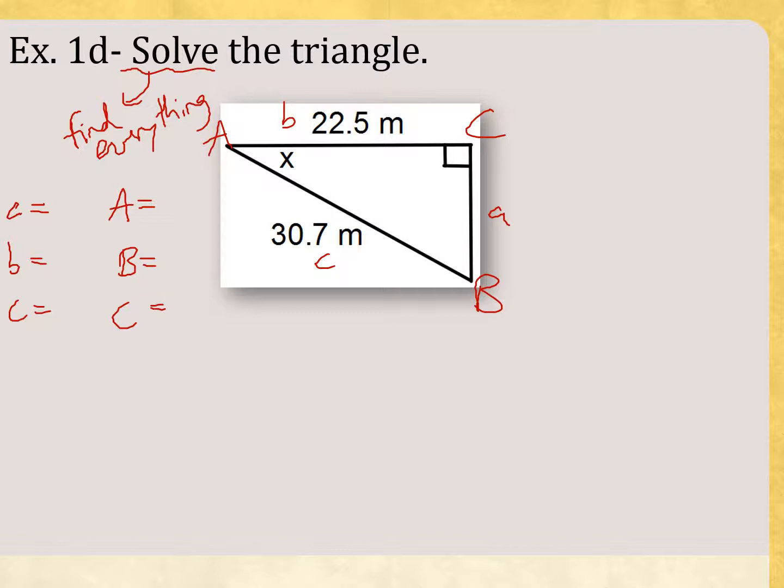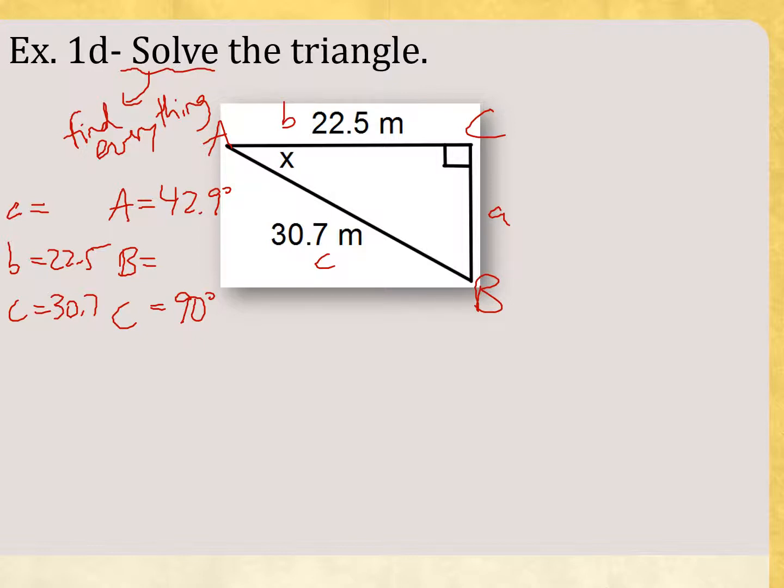So I know capital C is 90. I know small letter b is 22.5. And I know side C is 30.7. So you're going to have to find all of that information on your own. Now, from the previous example, if you're paying attention, capital A, we calculated it. It was 42.9. So that was an easy one for you. So you just have to come up with side C and come up with angle B.